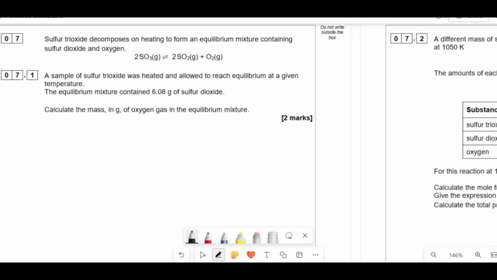There you go. Sulfur trioxide decomposes on heating to form this equilibrium mixture. Here, a sample of sulfur trioxide was heated and allowed to reach equilibrium. The equilibrium mixture contained this much sulfur dioxide. Calculate the mass of oxygen in this equilibrium mixture.